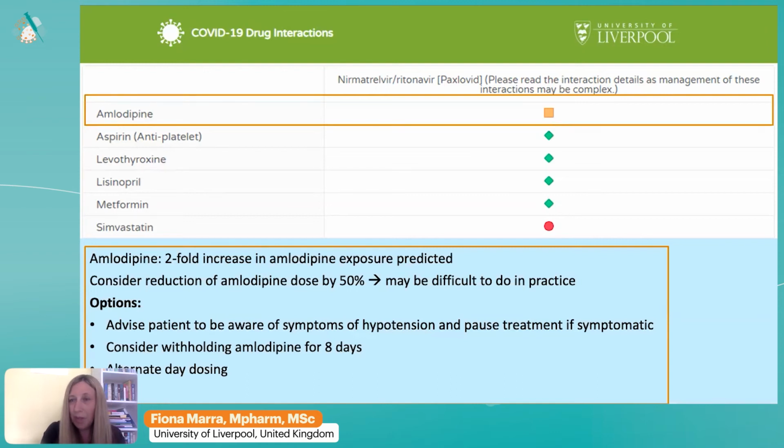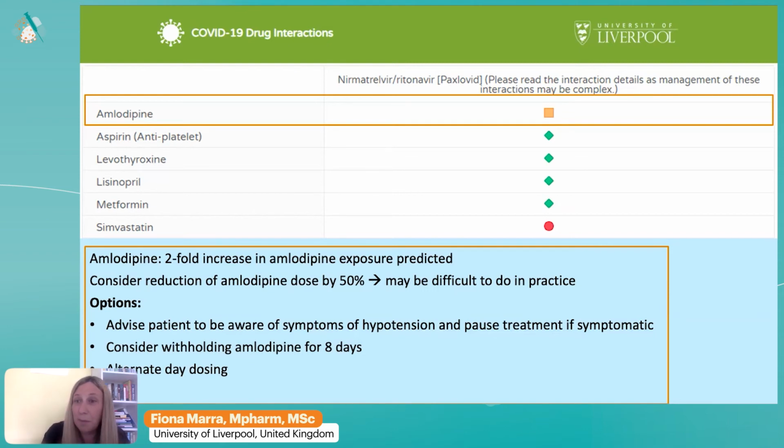Amlodipine, there is a pharmacokinetic interaction. We have a 2-fold increase caused by 3A4 inhibition with ritonavir, but this is entirely manageable. So this is not something that we look at and say our patient can't get Paxlovid. There's lots of different ways to manage this interaction.